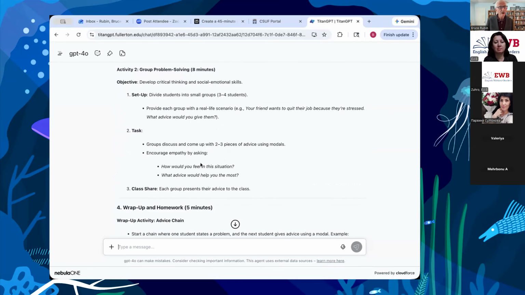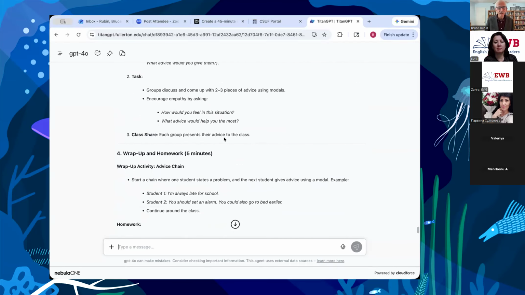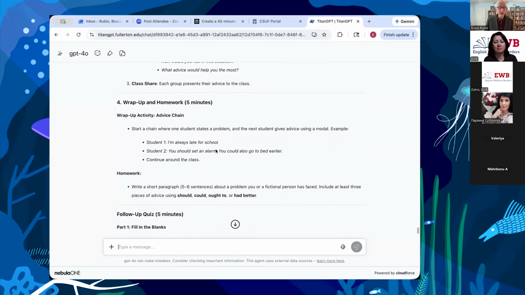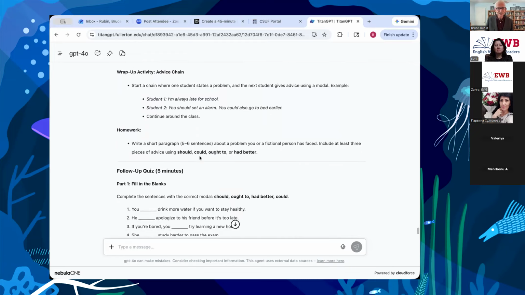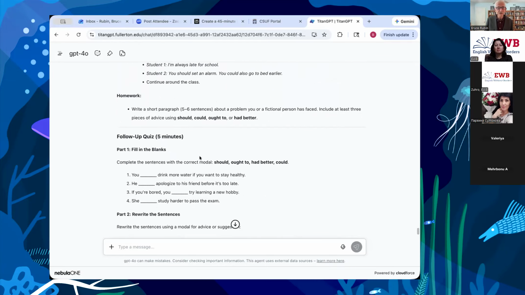So here you have some problem solving. You provide them with a real life scenario. Again, it will take more than 8 minutes. A wrap up. This is an interesting one because they call it an advice chain. One student gives a piece of advice and passes it on to the next student, and they continue around the class. You have some interesting answers.